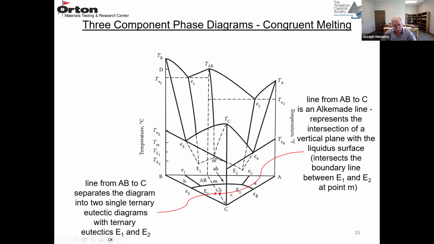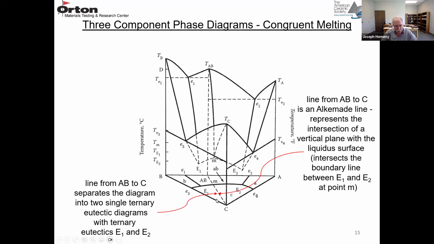This line AB to C is an alkemade line, and it just represents the intersection of the vertical plane with the liquidus surface. So it intersects the boundary line between these eutectics, E1 and E2, and that's the point M where it intersects this boundary line between the lowest melting eutectics, E1 and E2.